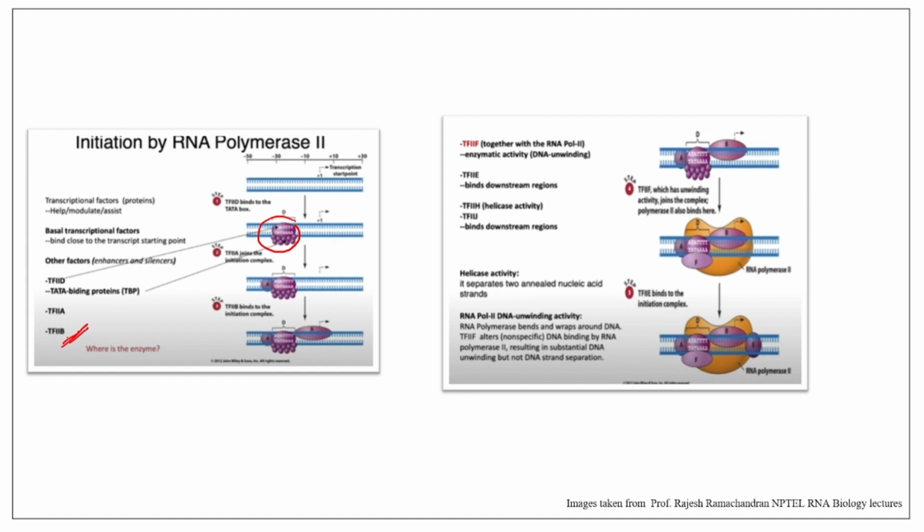TF2B, B stands for bridge. It forms a bridge between the incoming RNA polymerase and already existing molecules. Then TF2F. F has an enzymatic activity, not much important. TF2H is very important because it has helicase activity. So basically TF2H is important because it helps in the unwinding.